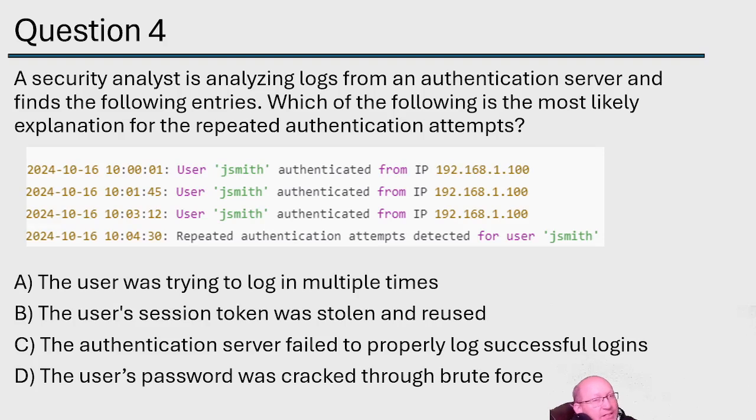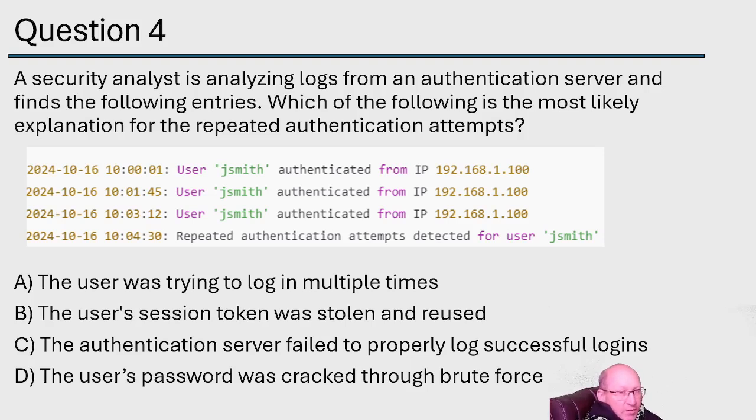A security analyst is analyzing logs from an authentication server and finds the following entries. Which of the following is the most likely explanation of the repeated authentication attempts? And we see some logs here, right? We see user J. Smith authenticated from the same IP address, looks like 3 different times, and usually within a couple minutes of each other.